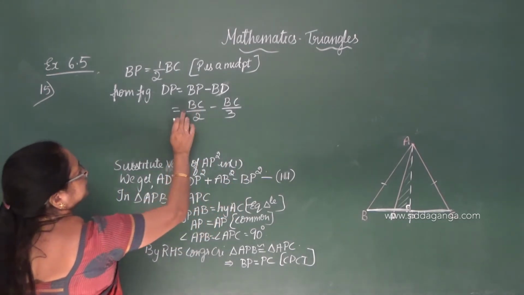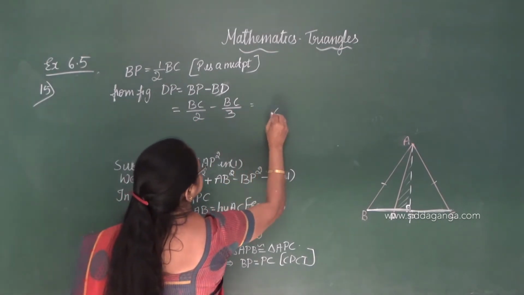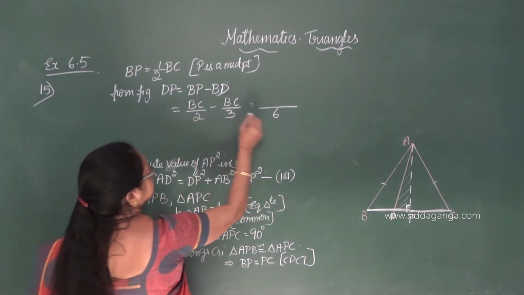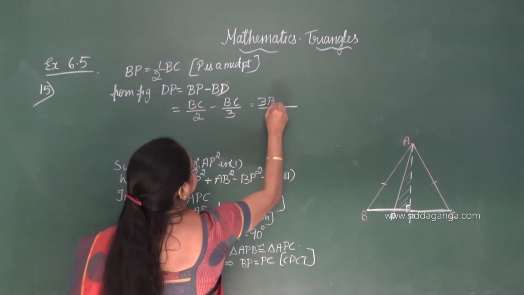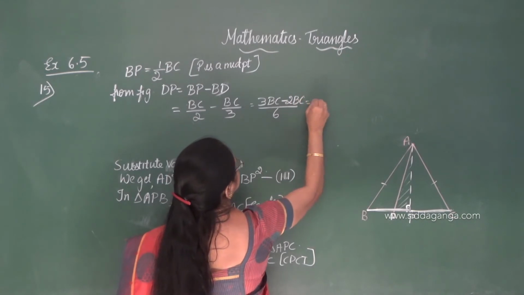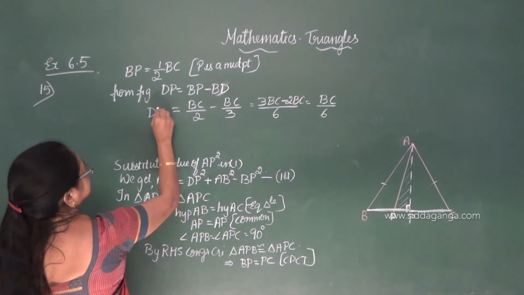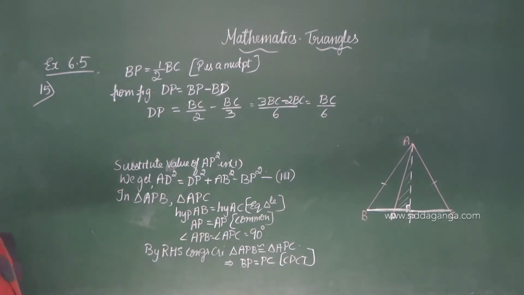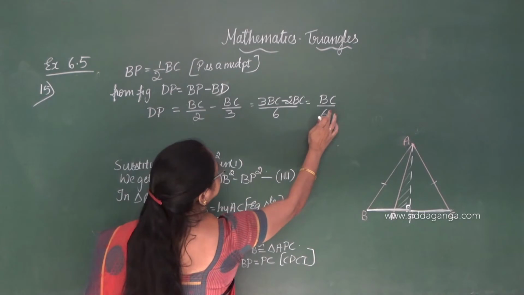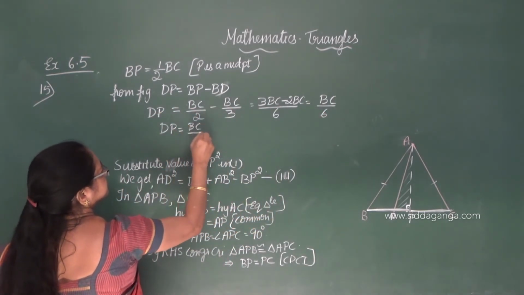Now what is the LCM here? 6 is the LCM, so 2 3s are 3 BC minus 3 2s are 2 BC, giving BC by 6. So DP is equal to BC by 6. I hope you understood this.